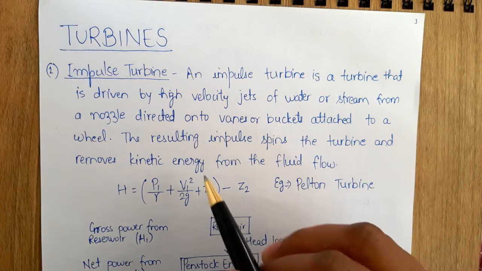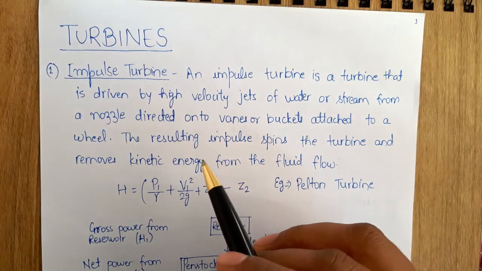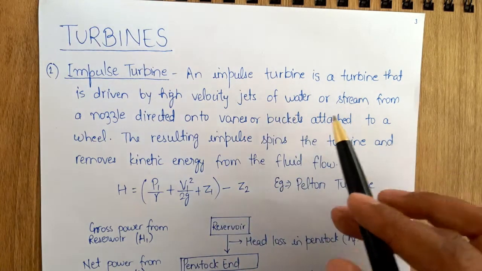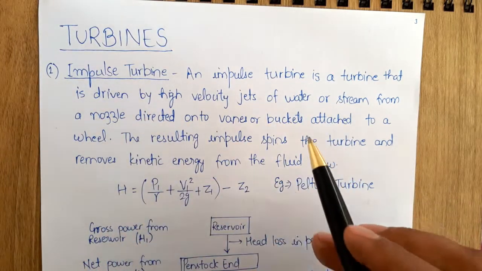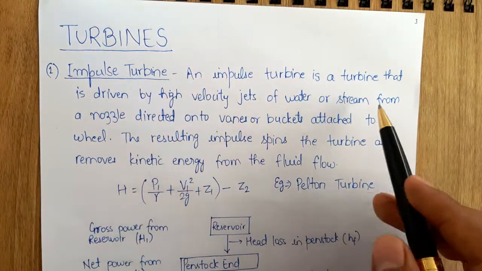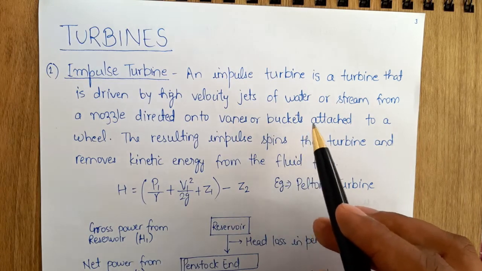So in this, an open arrangement is there, that is a kind of the Pelton turbine, in which the turbine is driven by the high velocity jets. The jet will hit the vanes or the buckets attached to the wheel.